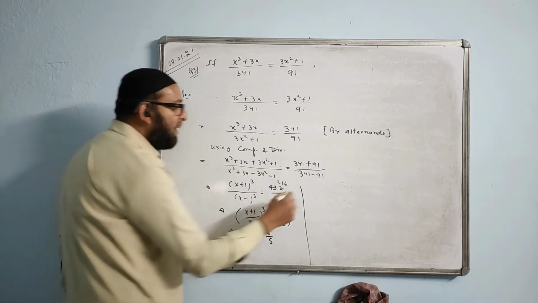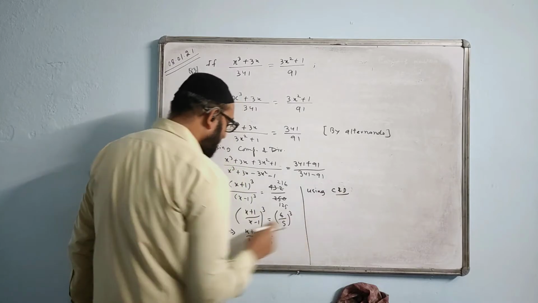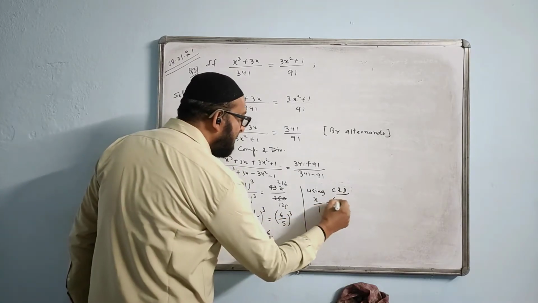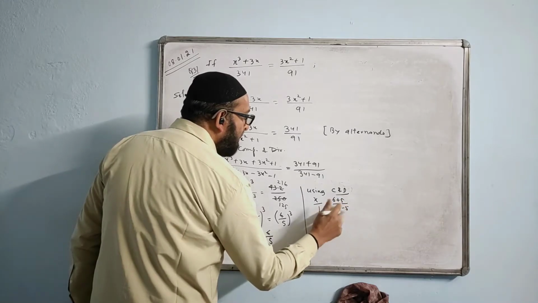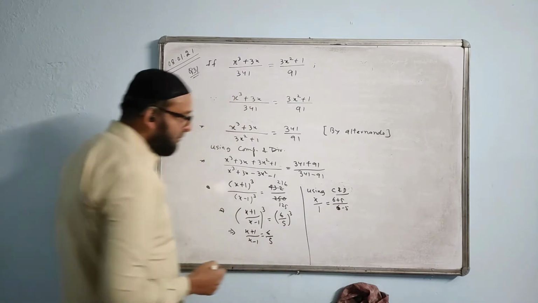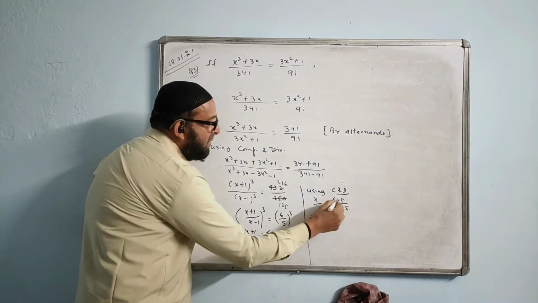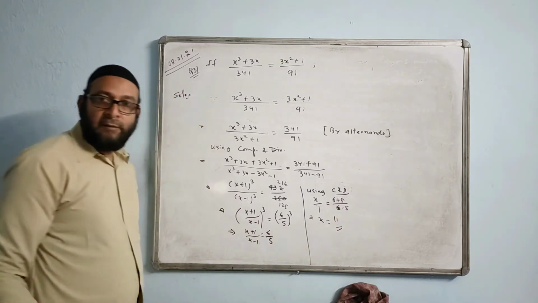Now once again apply componendo and dividendo. We'll get x by 1 here, and this side will come 6 plus 5 by 6 minus 5. Now the answer: x by 1 is only x. 6 plus 5 is 11 by 1. The answer is 11. X is coming 11. Yes.